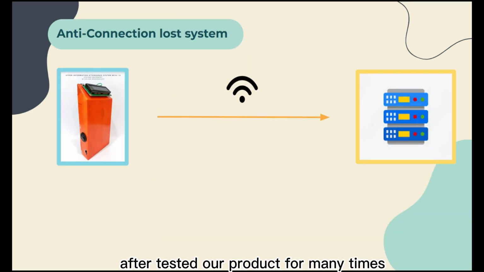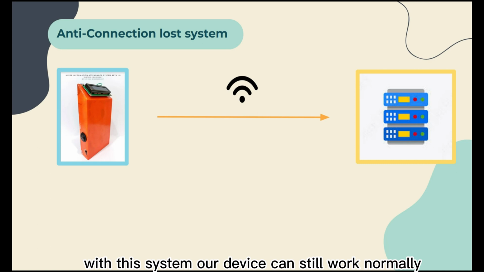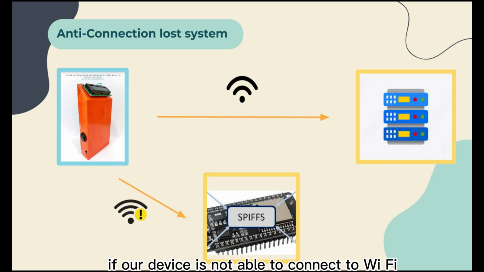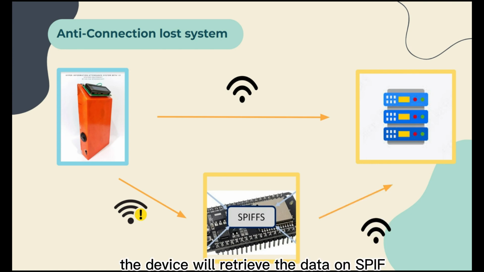After testing our product many times, we found out that our device will face a lost connection problem, and we came out with an idea of anti-connection loss system. With this system, our device can still work normally without Wi-Fi connection. If our device is not able to connect to Wi-Fi, the data that is received will be saved onto the SPIFFS file. When the connection is restored, the device will retrieve the data on SPIFFS and send it to our server.